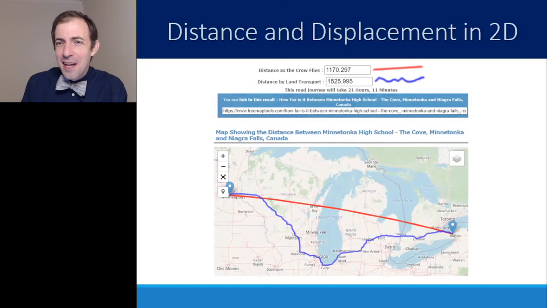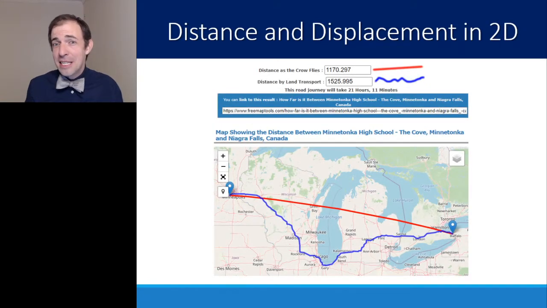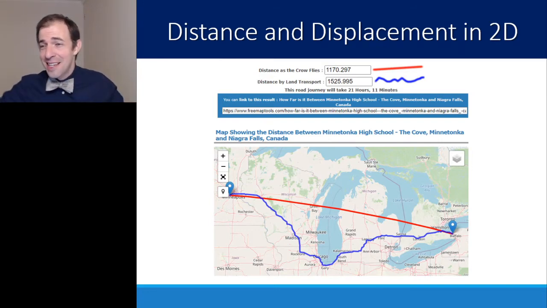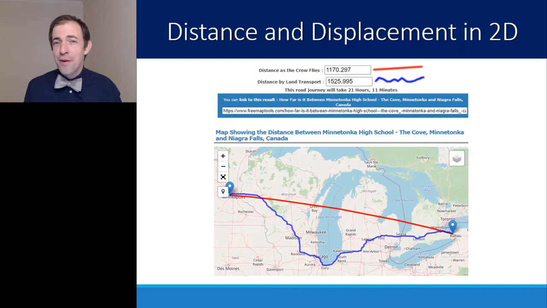Now, we can see this on a map. The distance as the crow flies is the displacement. So if I were going to go from Minnetonka High School all the way to Niagara Falls, in the end, I could draw a straight line from Minnetonka to Niagara Falls. That would be my displacement. That's how far I am from the origin.